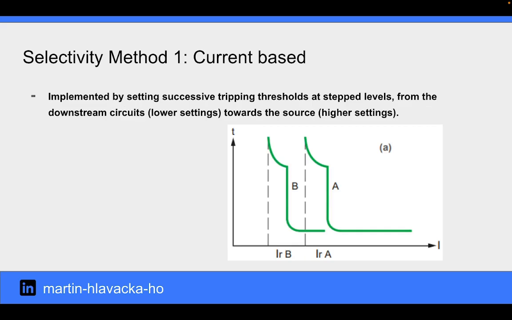There are three selectivity methods. The first selectivity method is current-based and is implemented by setting successive tripping thresholds at steps of levels from the downstream circuits towards the source.